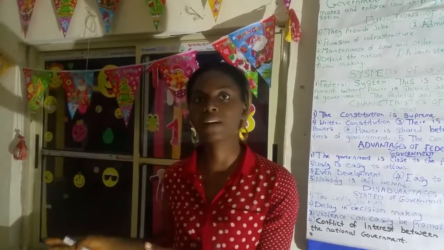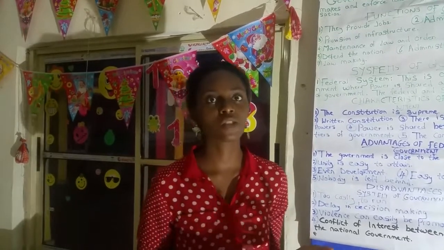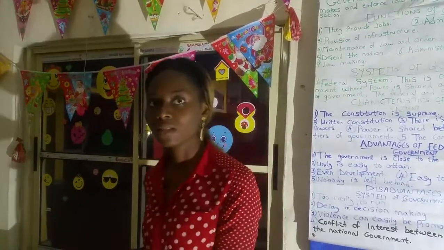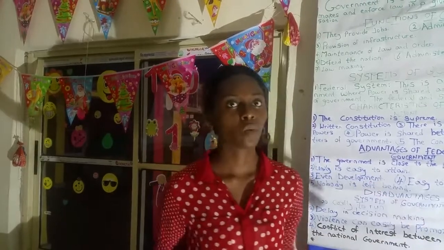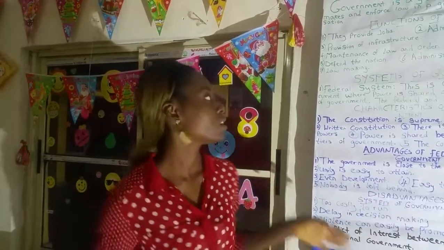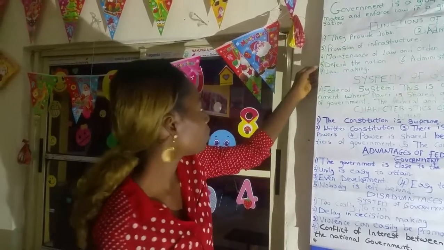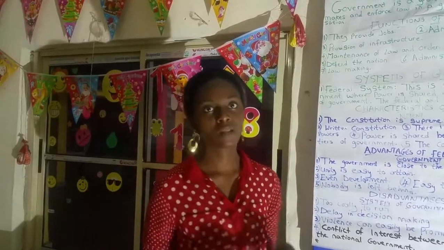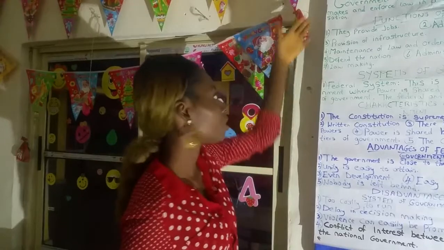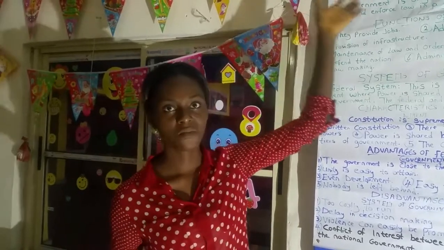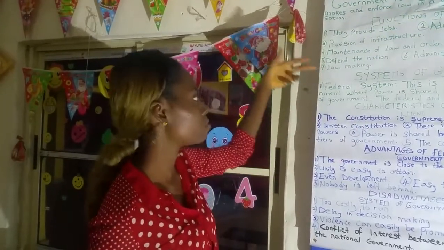We also have number six, administer justice. That's the judicial part of government, and the ones that administer justice. Once an offense is committed, they take you to the court, where you have your judges, your lawyers. It's the government's responsibility to administer justice. The last but not the least, lawmaking. It's the government that makes law. According to our definition, they make and enforce law. So you see, the government makes law.